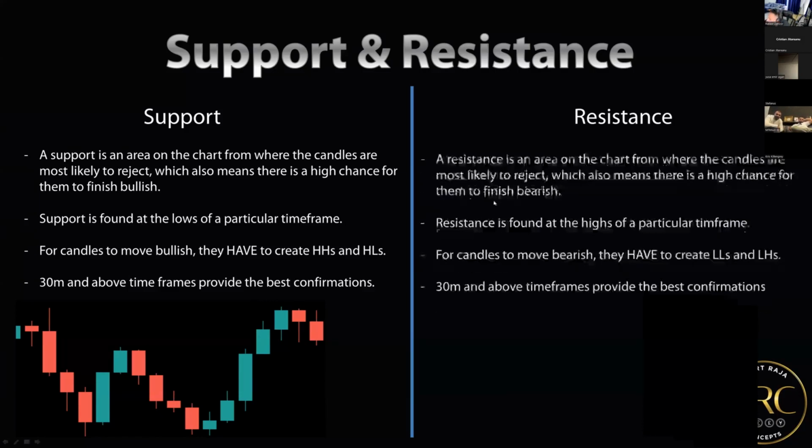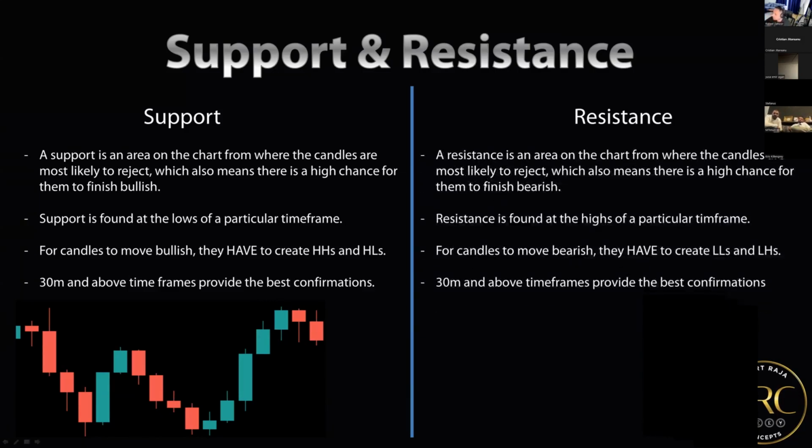Okay, let's take a look at this resistance thing right over here. A resistance is an area on the chart from where the candles are most likely to reject, which means there's a high chance for them to finish bearish. A resistance is a place where candles can finish bearish. They have a high probability. Resistance is found at the highs of a particular time frame. Obviously, for candles to move bearish, they have to create lower lows and lower highs. 30-minute and above time frames provide the best confirmations.